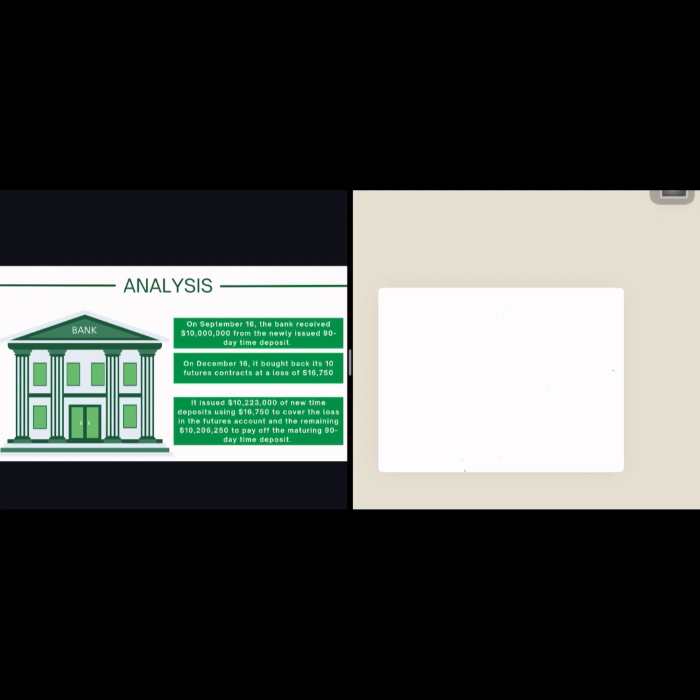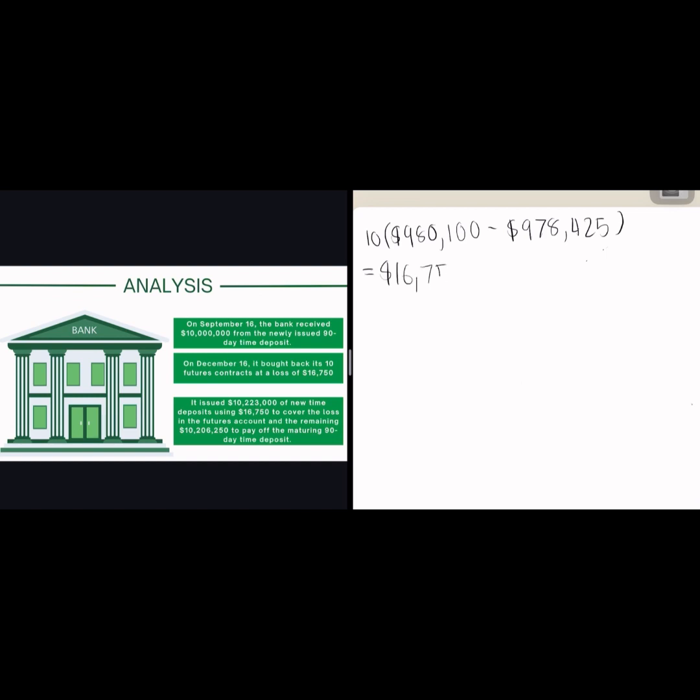So, analysis. On September 16, the bank received $10 million from the newly issued 90-day time deposit. And on December 16, it bought back its 10 futures contract at a loss of 16,750. So, paano natin nakuha yung 16,750? So, here is the solution. 10 multiplied by 980,100 minus 978,425, and we will get 16,750.